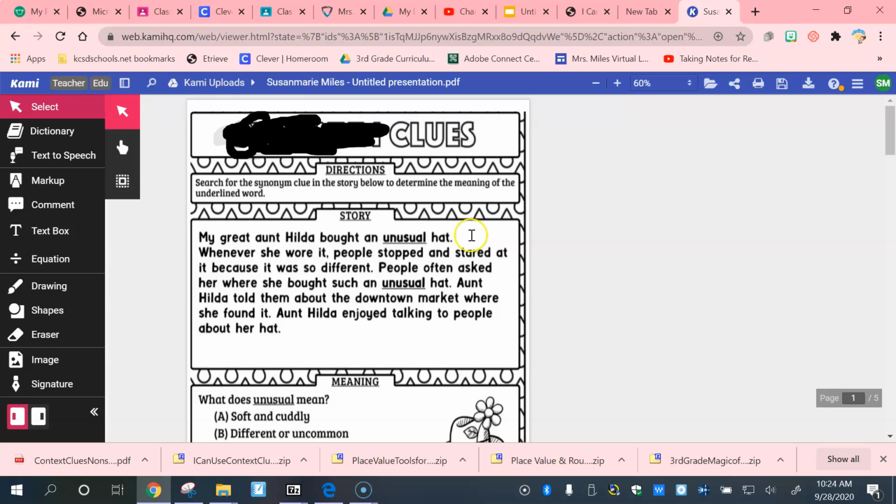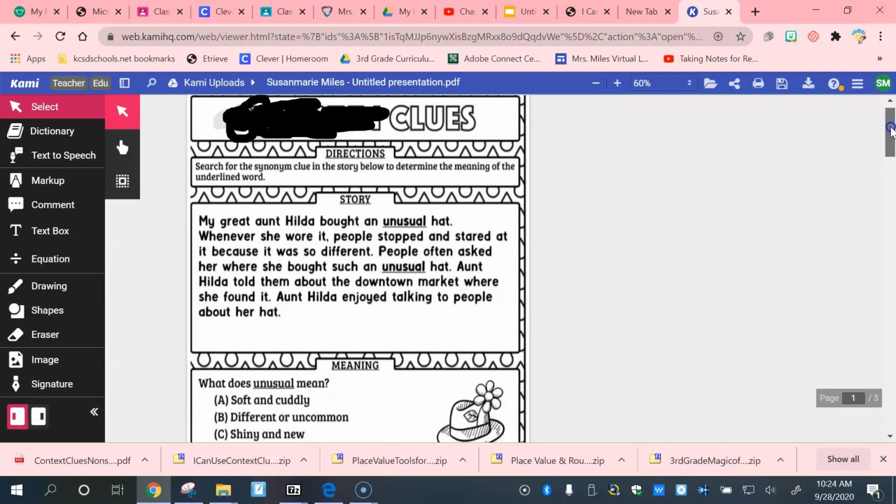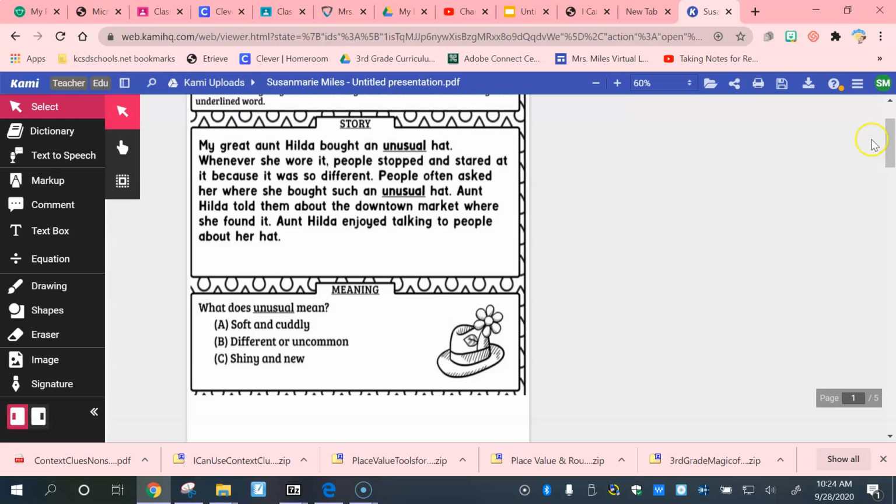I've pulled up my Cami so I can help you highlight, and I've marked out what these clues are. We're going to look at each clue, and we're going to guess which one it is by using our schema, or our background knowledge of what each type is and what we've talked about previously. So let's read the story. My great-aunt Hilda bought an unusual hat. Whenever she wore it, people stopped and stared at it because it was so different. People often asked her where she bought such an unusual hat. Aunt Hilda told them about the downtown market where she found it. Aunt Hilda enjoyed talking to people about her hat.